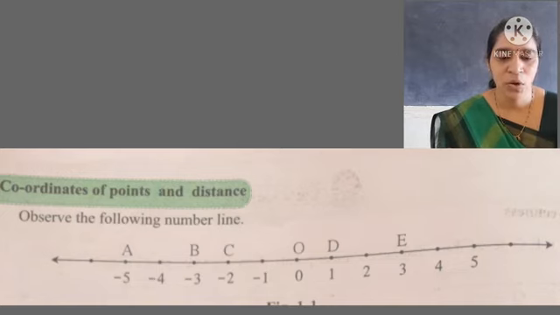So, coordinate of point A is -5. Coordinate of point B is -3. Coordinate of point C is -2. Coordinate of point O is 0. Coordinate of point D is 1. Coordinate of point E is 3. In this way you write the coordinate of any point.